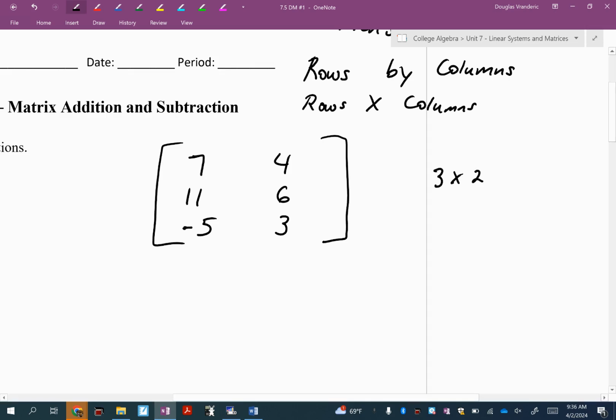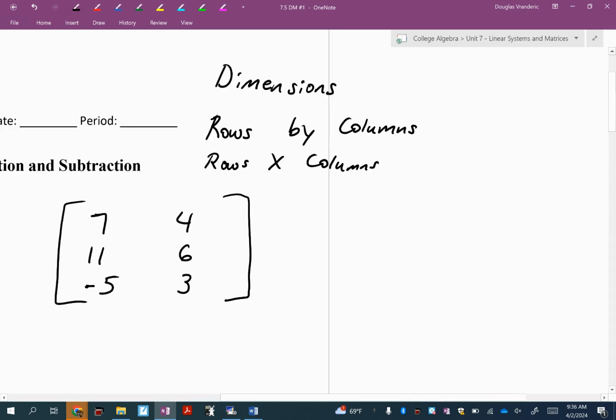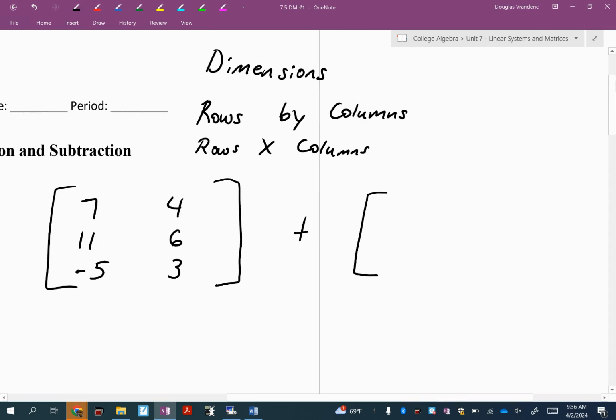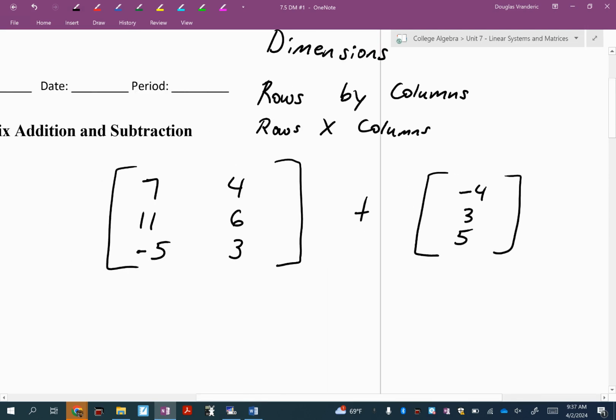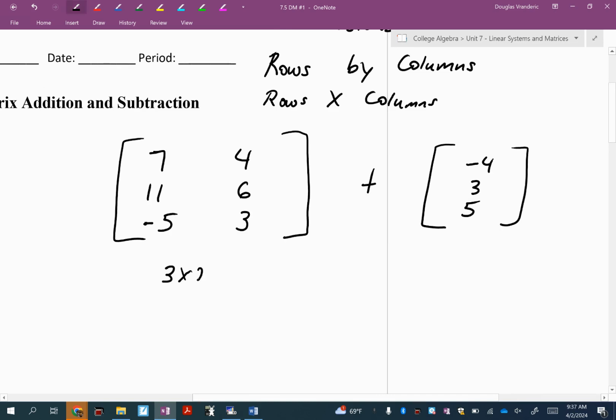Now, the reason I need you to know the dimensions is because if you're going to add or subtract matrices, they have to have exactly the same dimensions, right? So if I were to write down this plus, do you see that next matrix that I wrote? You told me this was 3x2. What are the dimensions of this next matrix that I just made up? Rows by how many columns? 1 column.